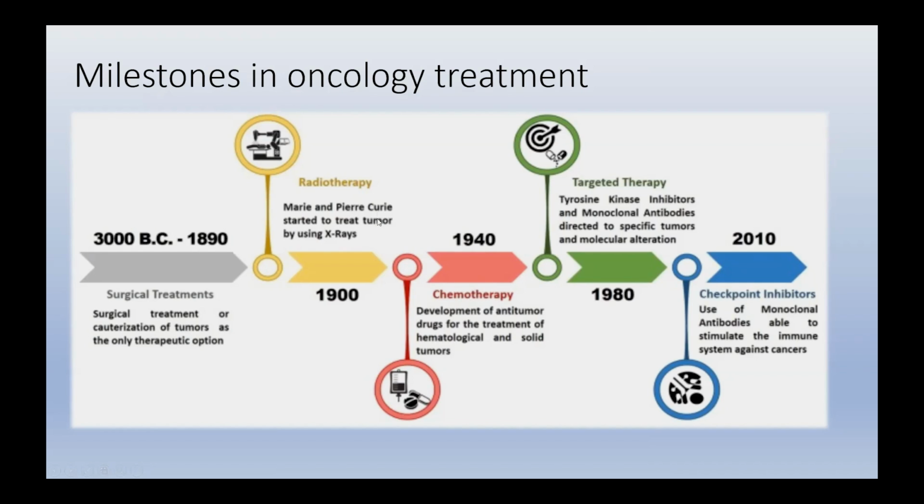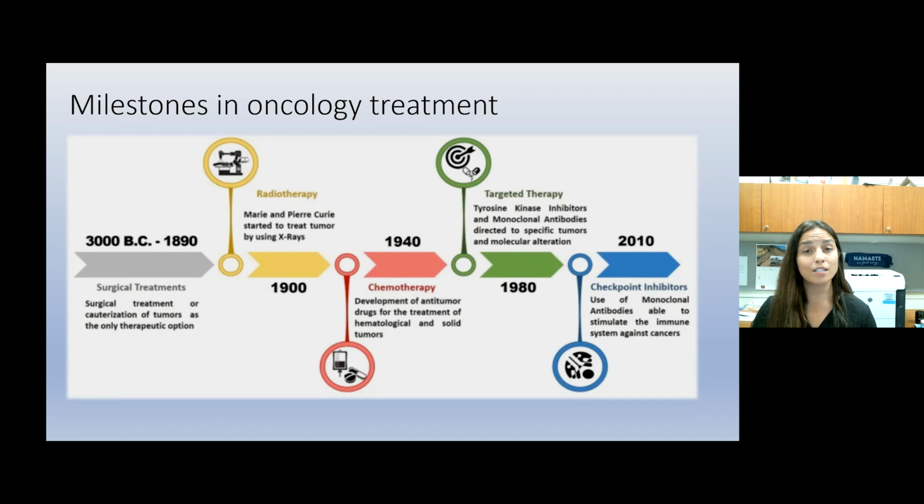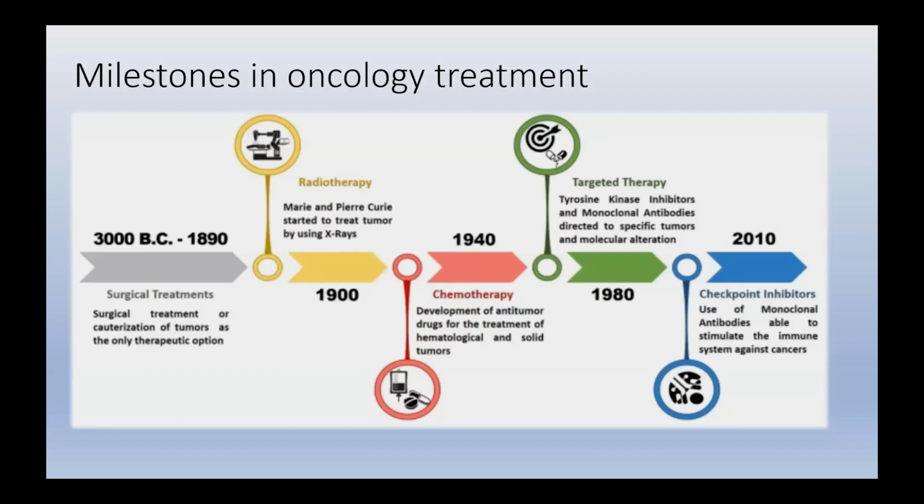Next, Marie and Pierre Curie started to treat tumors by using X-rays in the 1900s. In the 1940s, we started using chemotherapy or anti-tumor drugs for the treatment of hematologic and solid tumors. In the 1980s, we started using targeted therapies such as tyrosine kinase inhibitors and monoclonal antibodies directed to specific tumors and specific mutations or molecular alterations. And now we're in an era of using immune therapy, which initially started with the advent of IL-2, followed by checkpoint inhibitors, and the use of monoclonal antibodies to stimulate the immune system against cancer.